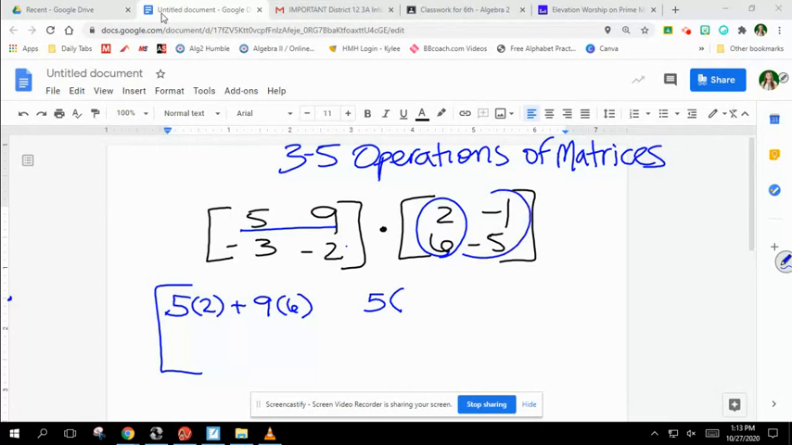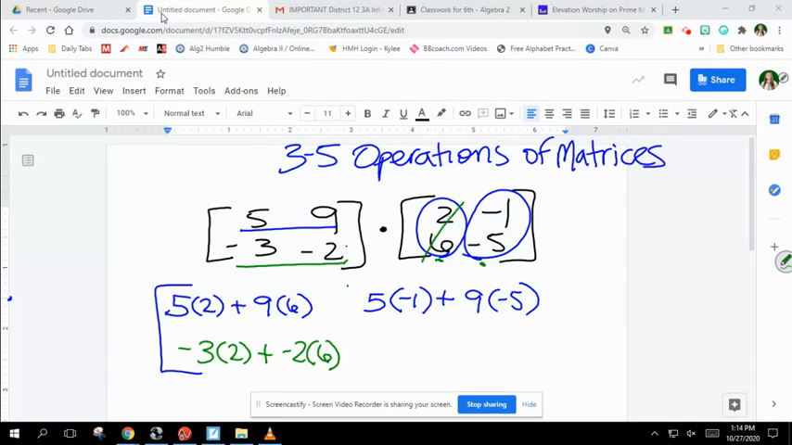5 times negative 1, plus the second one, 9 times negative 5. Bottom row, a negative 3 and negative 2 times those. So negative 3 times 2 plus, what do you multiply negative 2 by? 6. And then we've done that one, so we'll do the next one. Negative 3 times negative 1 was negative 2 times negative 5. Perfect. So once you practice the pattern, that's pretty easy.